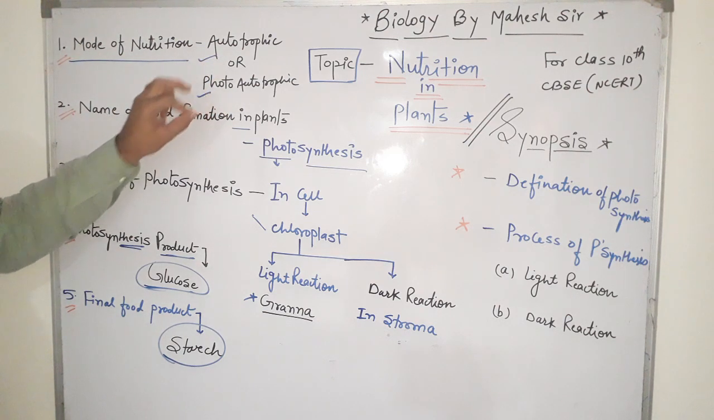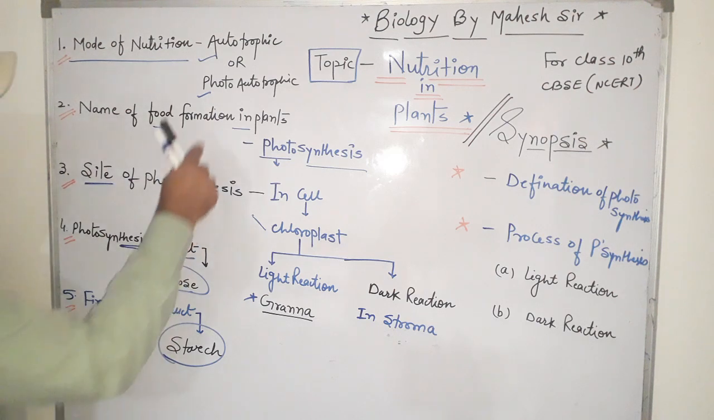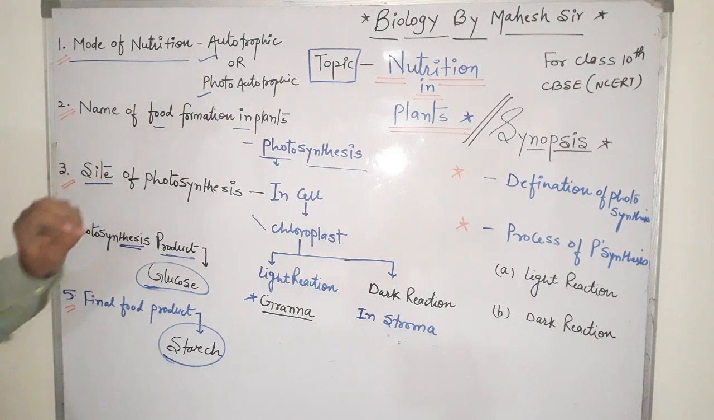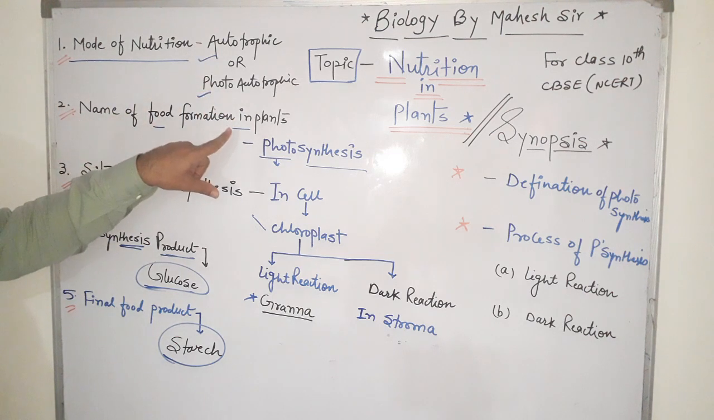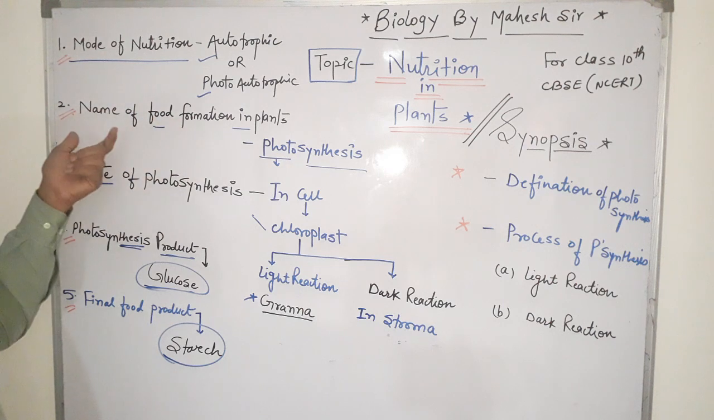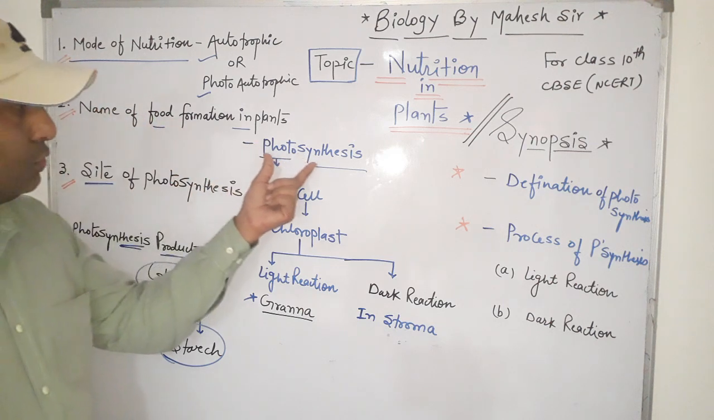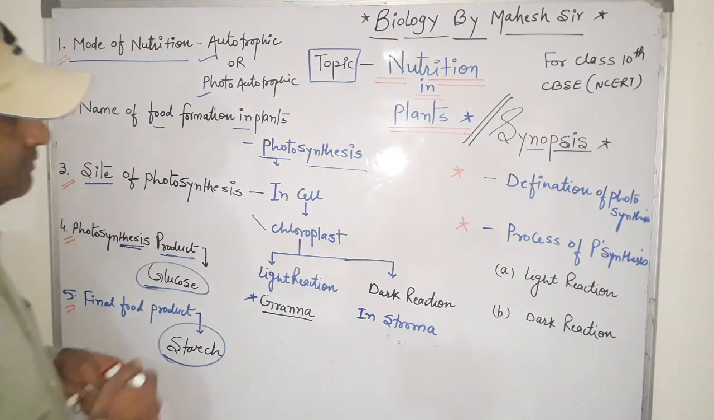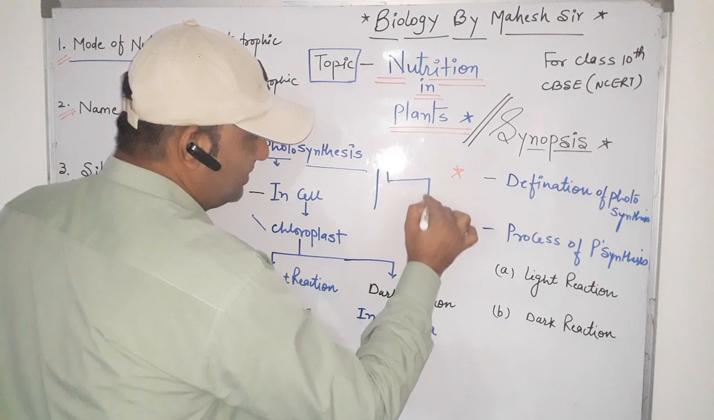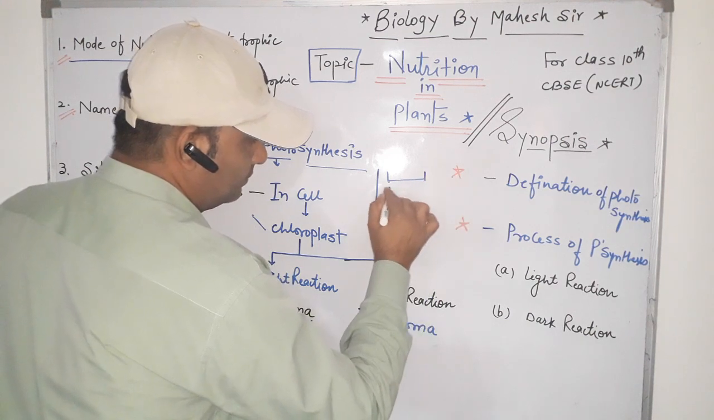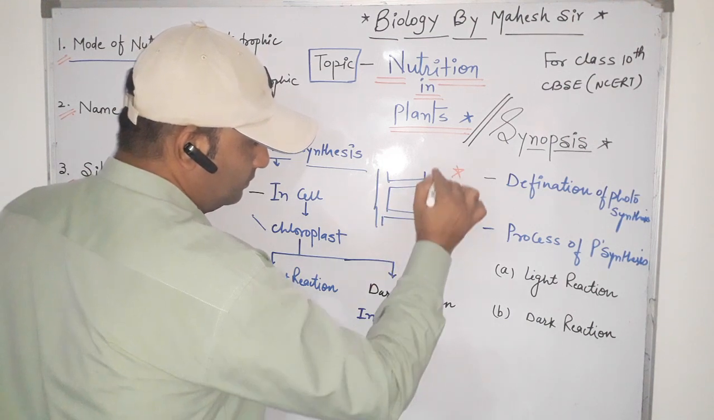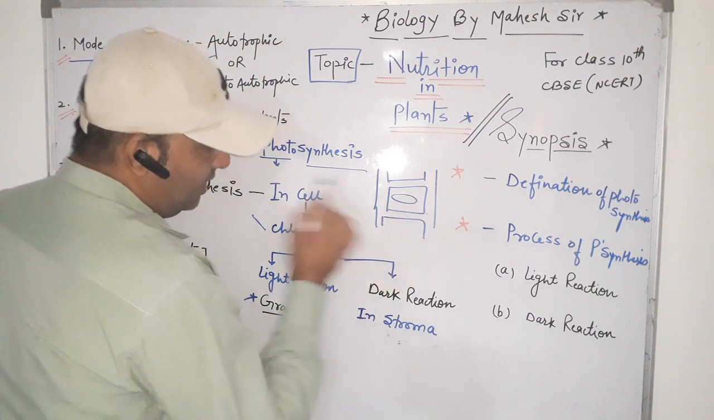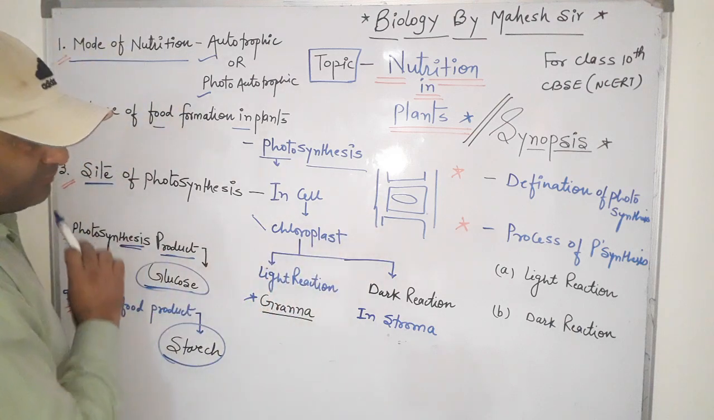Autotrophic means photoautotrophic nutrition. Photoautotrophic means the type of nutrition in which the plant prepares food with the help of solar radiation. The name of food formation in a plant, that means the technique by which the plant produces food, is called photosynthesis. The site of photosynthesis is the plant cell, and in the plant cell the structure is called the chloroplast, and in the chloroplast it prepares the food.